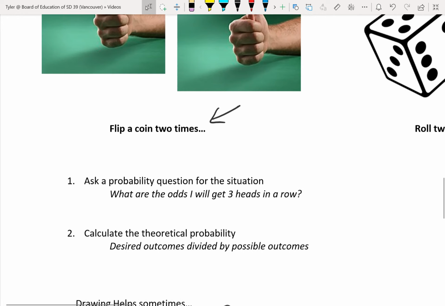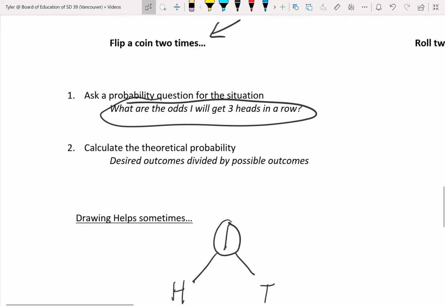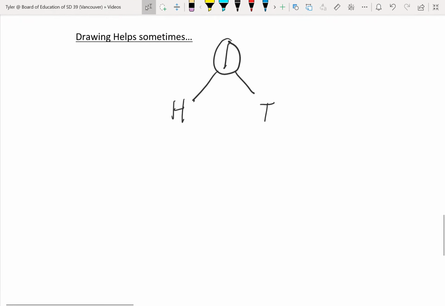What are the odds that I will get 3 heads in a row? Okay, head, head, head. So I'm going to actually draw out a chart to show what happens. The first time I flip, I can either get a heads or a tails. Then I have to flip again, and after I flip that heads, I can either get another heads or a tails.